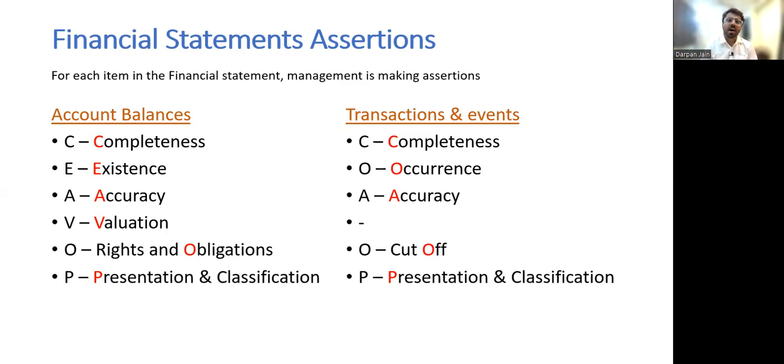Your balance sheet items are going to be called account balances, and your P&L items are going to be called transactions and events. Okay. First, we'll discuss the balance sheet items. Then we will go to the P&L items.